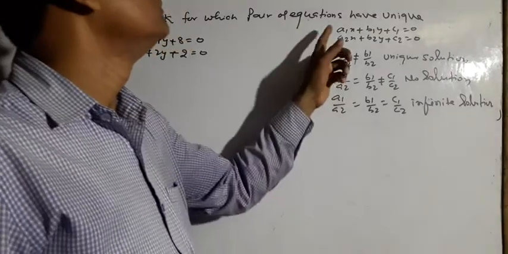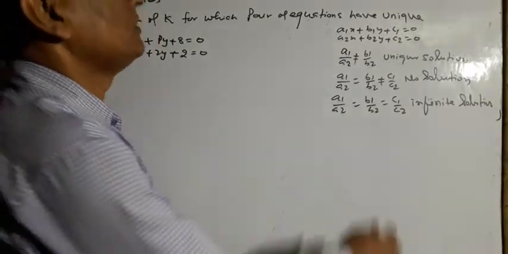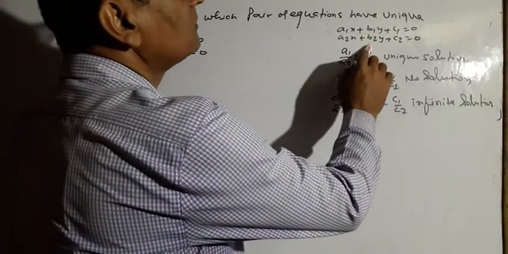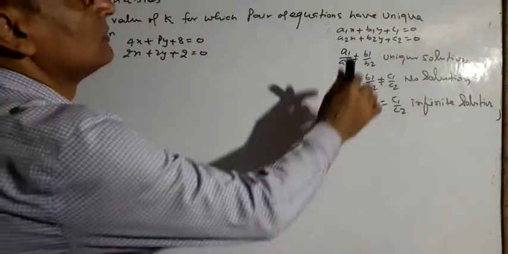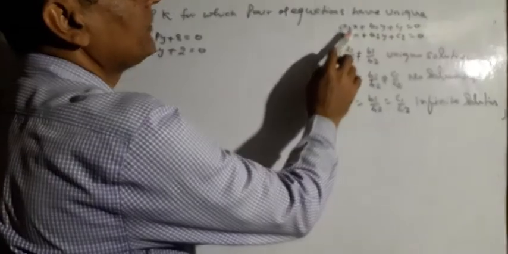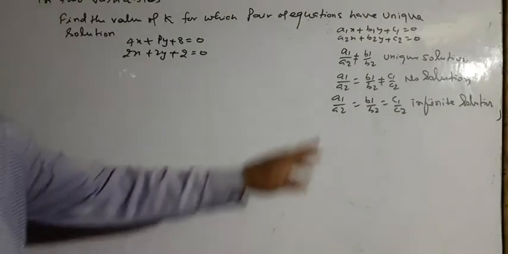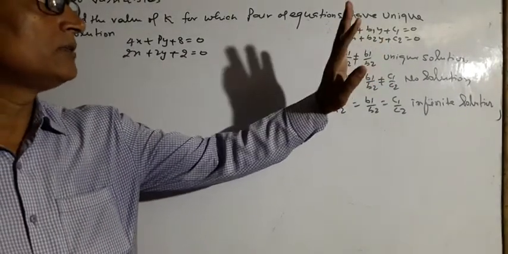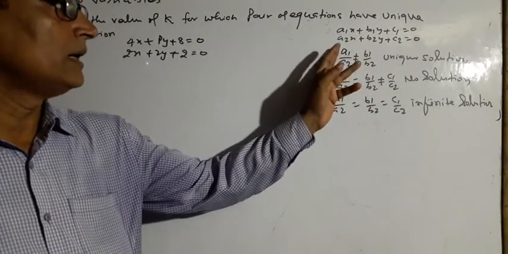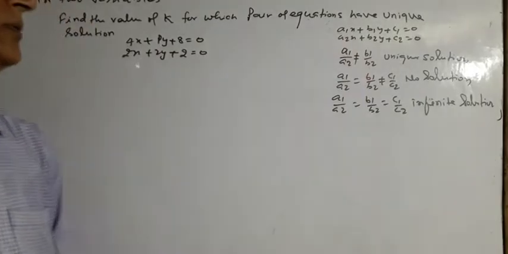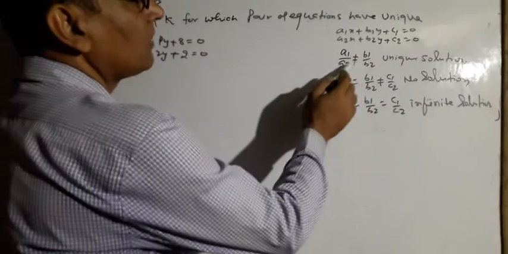For this, the general form of a linear equation in two variables is a1x plus b1y plus c1 equal to 0, a2x plus b2y plus c2 equal to 0. For a unique solution, the condition is a1 by a2 not equal to b1 by b2.